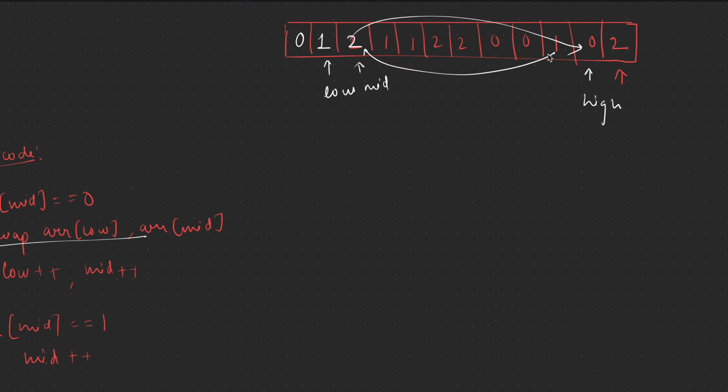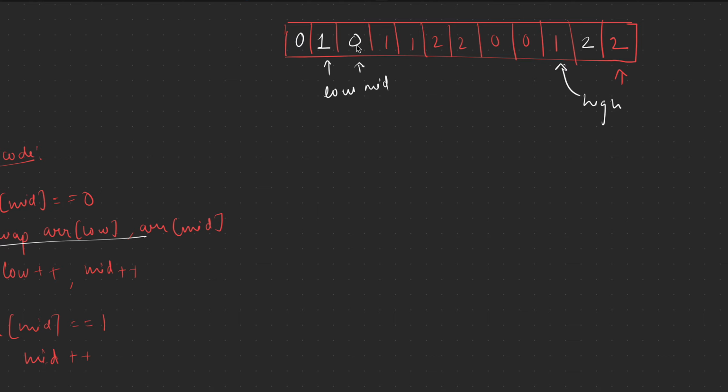Array of mid and, sorry, array of high. So after swapping, what does this look like? Array of mid will become 0 and high will become 2, and the high pointer will decrease. It will come here. Now array of mid is 0.